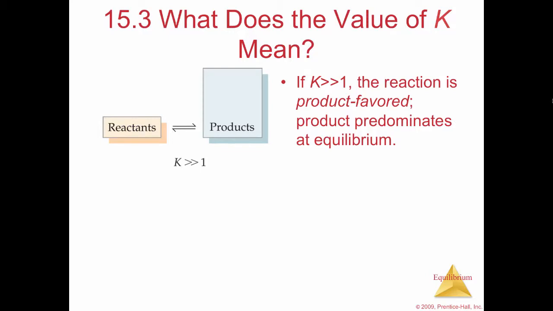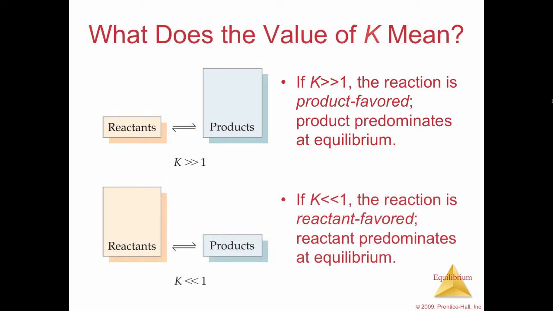15.3, what does the value of K mean? If the equilibrium constant is much greater than 1, the reaction is product favored because the product predominates at equilibrium. If the equilibrium constant is much less than 1, the reaction is reactant favored. That is, the reactant predominates at equilibrium.